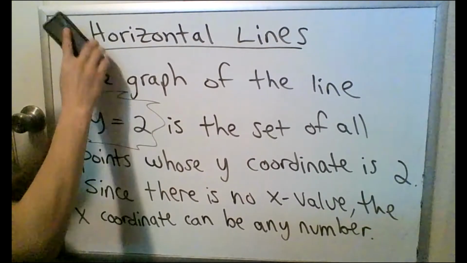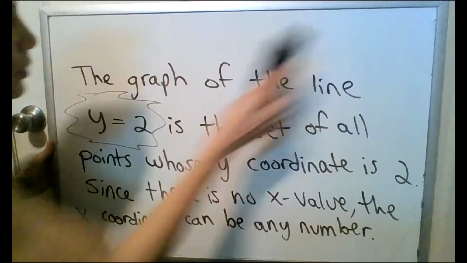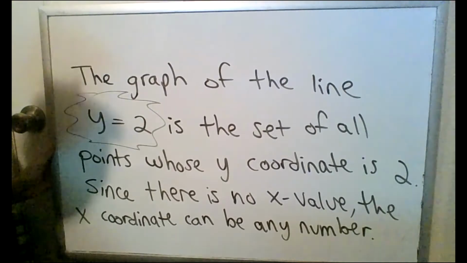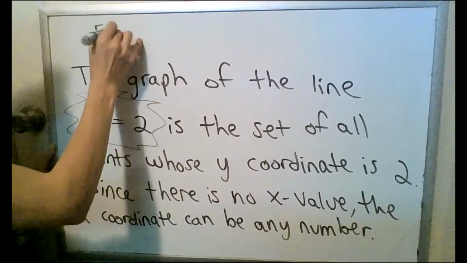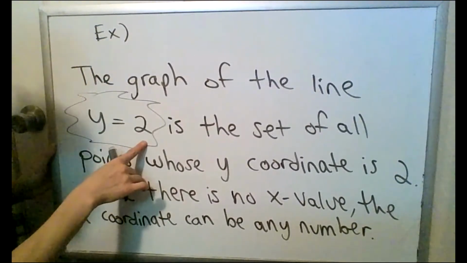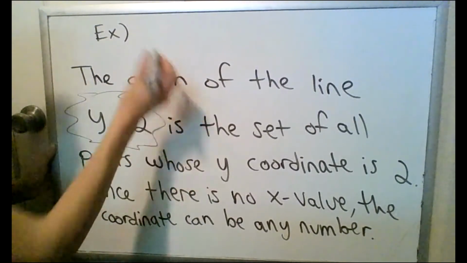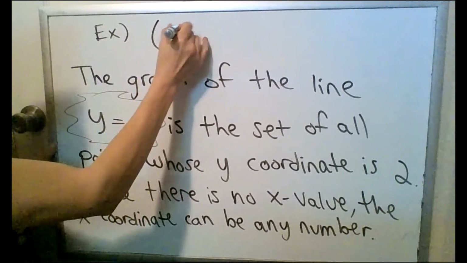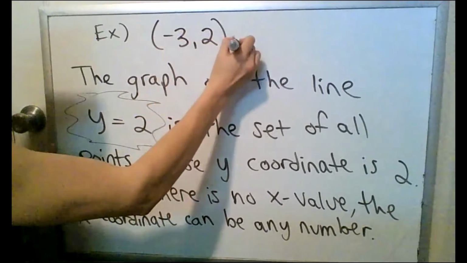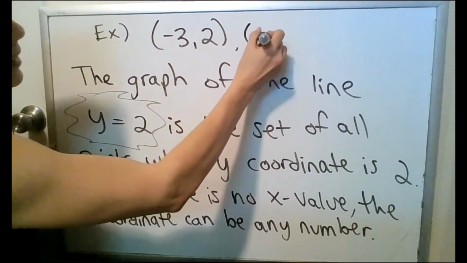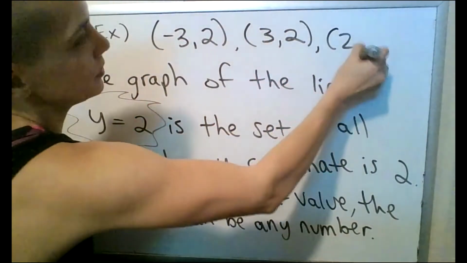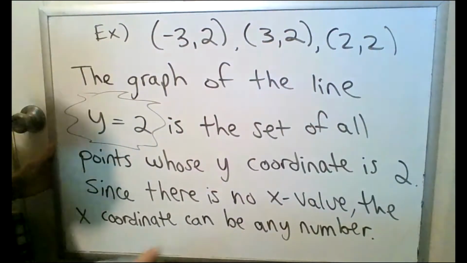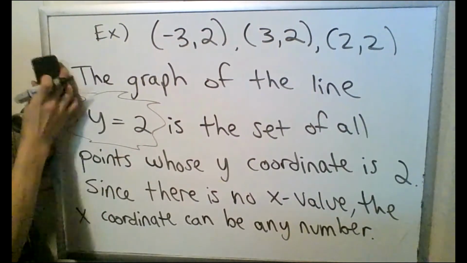I'm putting down examples of points that would be in that set. So points that we can plot on our graph. Y has to be 2. X can be anything. Like x could be -3. Or we could have like 3 followed by 2. We could have 2, 2. Or 0, 2. As long as y equals 2.